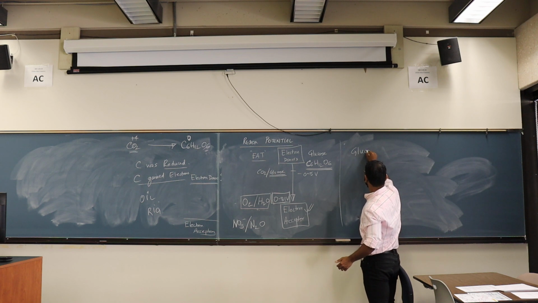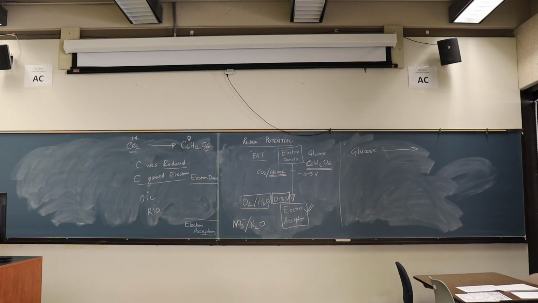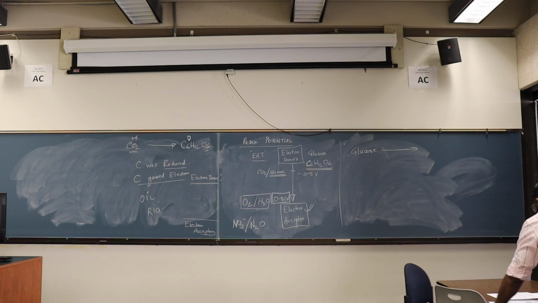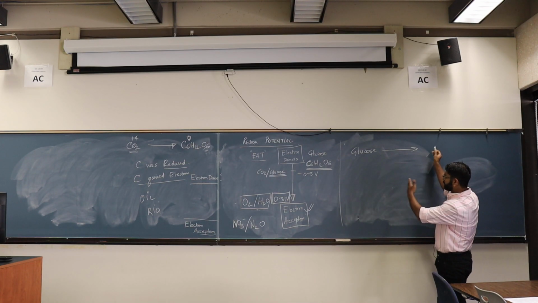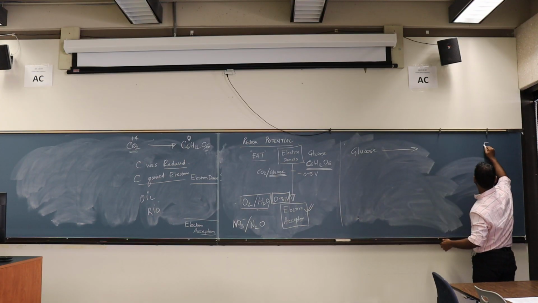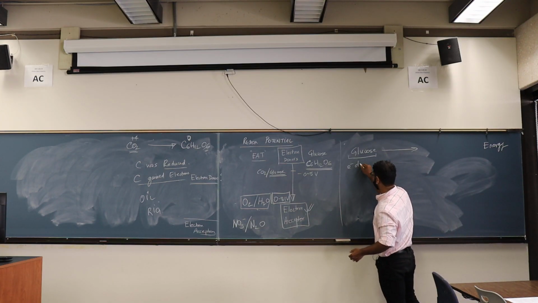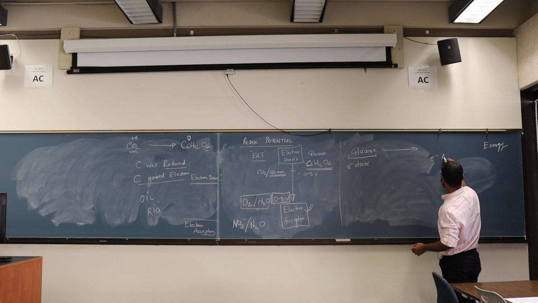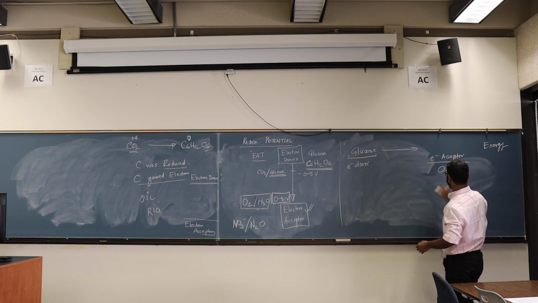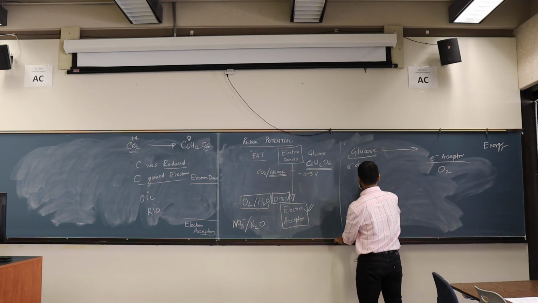You have glucose and you want to convert it to something. You need energy, right? This is the electron donor, right? Correct? You need an electron acceptor. What can be the electron acceptors? O2 could be one electron acceptor. So glucose could react with O2.